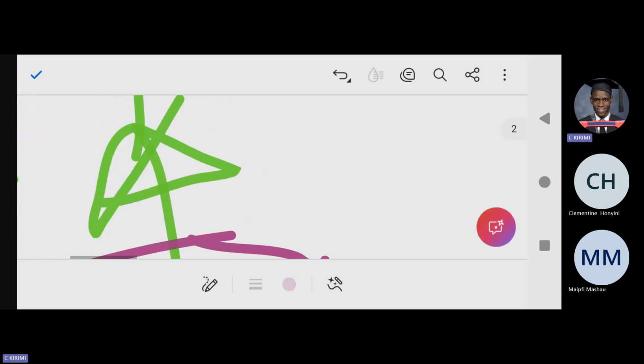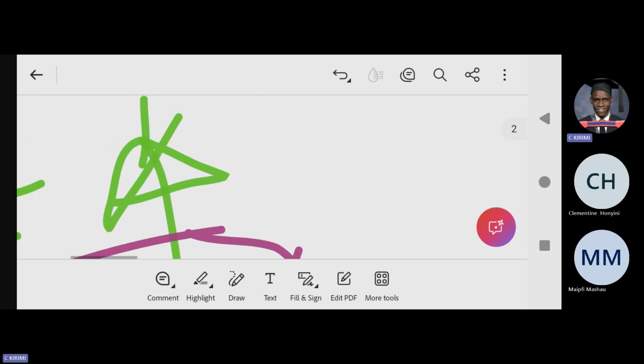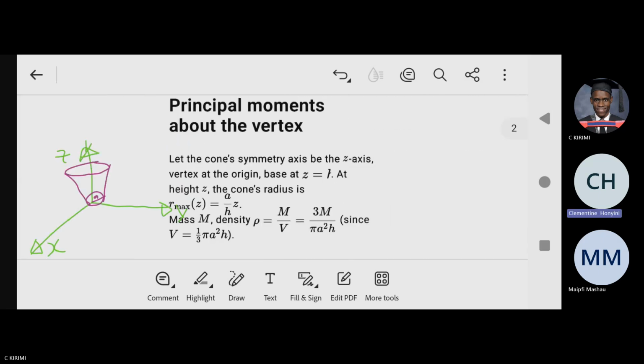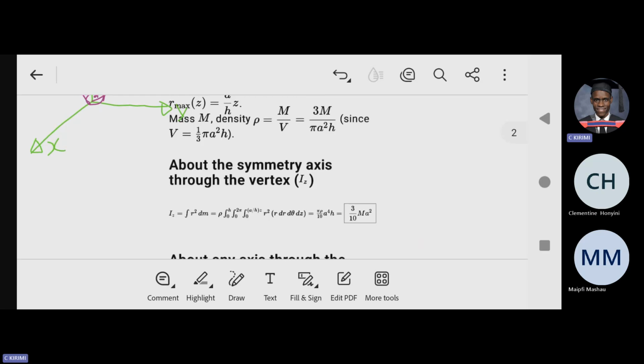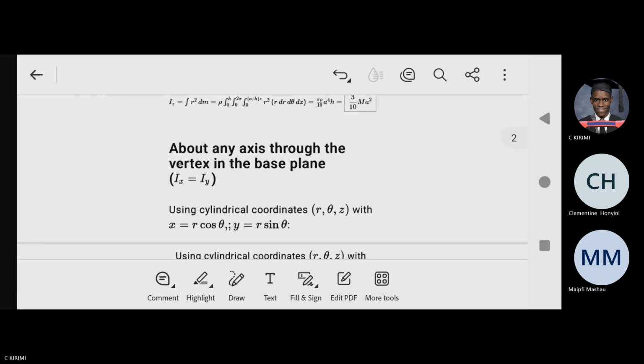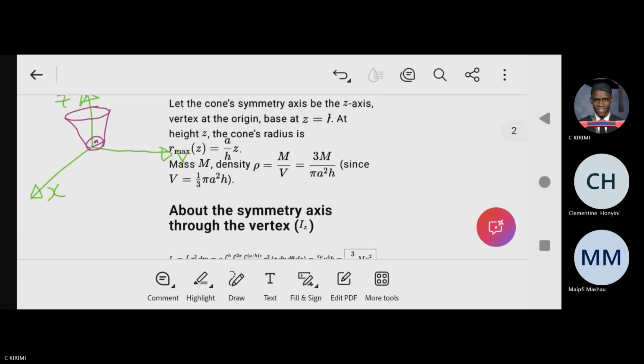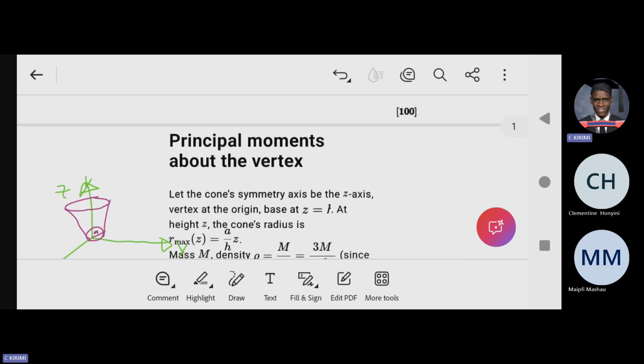And then we are obviously having the z-axis, which is going upwards. So that is how our diagram is looking. And then r, which is the radius. So let's analyze the question here.